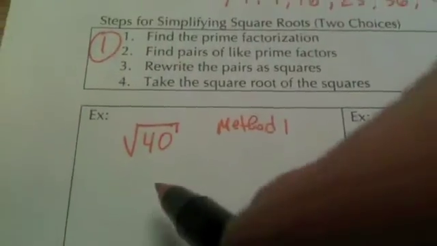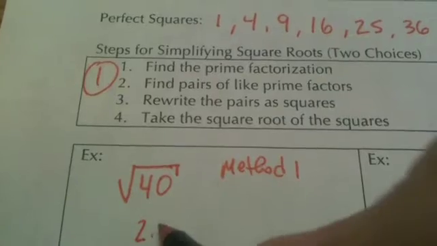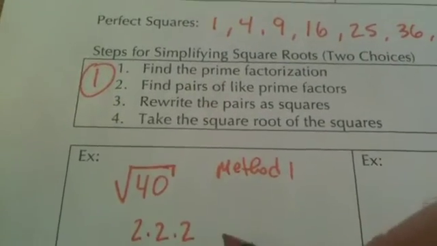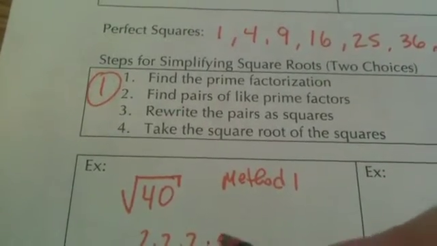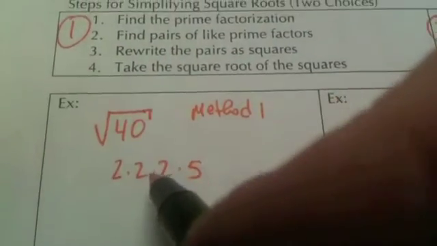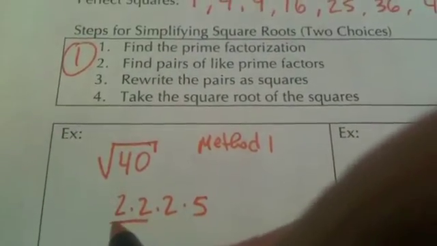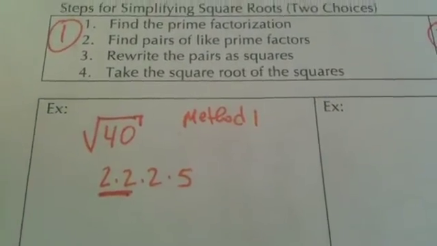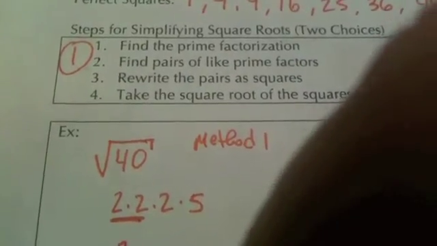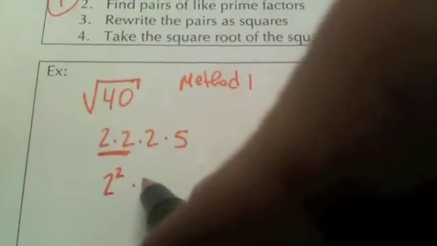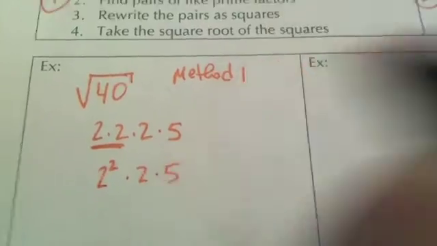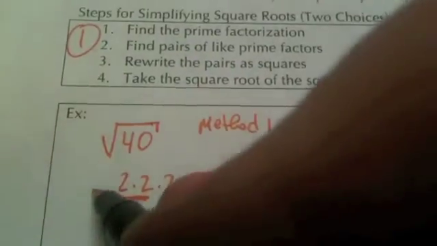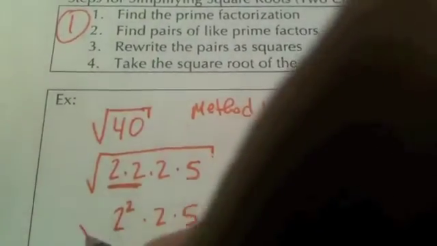Okay, so this time when I write the prime factorization, I'm going to write 2 times 2 times 2. I'm going to write them all out, and then I'm going to do the times the 5. Okay, then that was step 1. Now step 2 says find pairs. There's a pair of numbers there. Okay, and then I'm going to rewrite it. So I'm going to rewrite it as 2 squared times 2 times 5. Okay, now remember, all of this is under the square root.